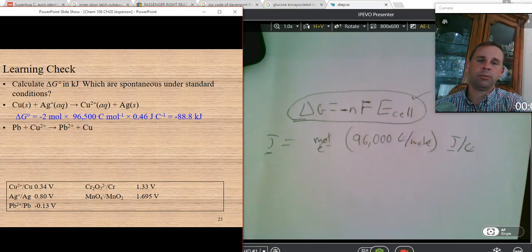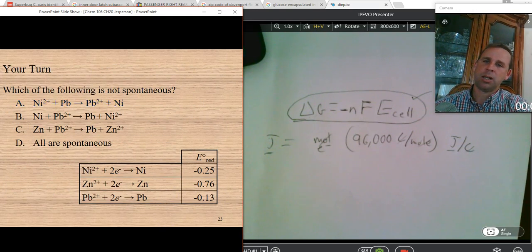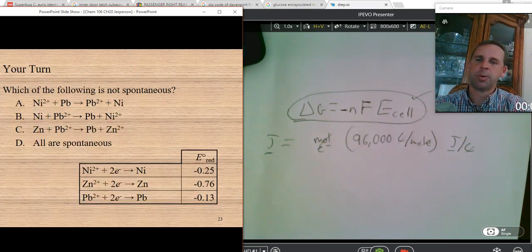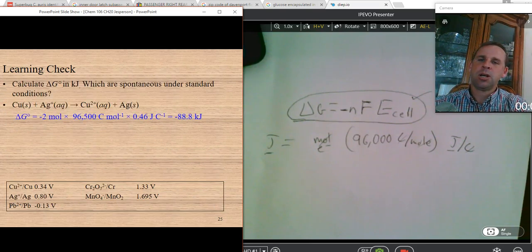Oh, no, sorry, we don't need the... Wait, where are we at? Oh, we got the voltage before, 0.46, back on this slide here, right? So we have 0.46, 0.47, and negative 0.365. We can remember those. So we got the voltage there, 0.46, and that goes in here.